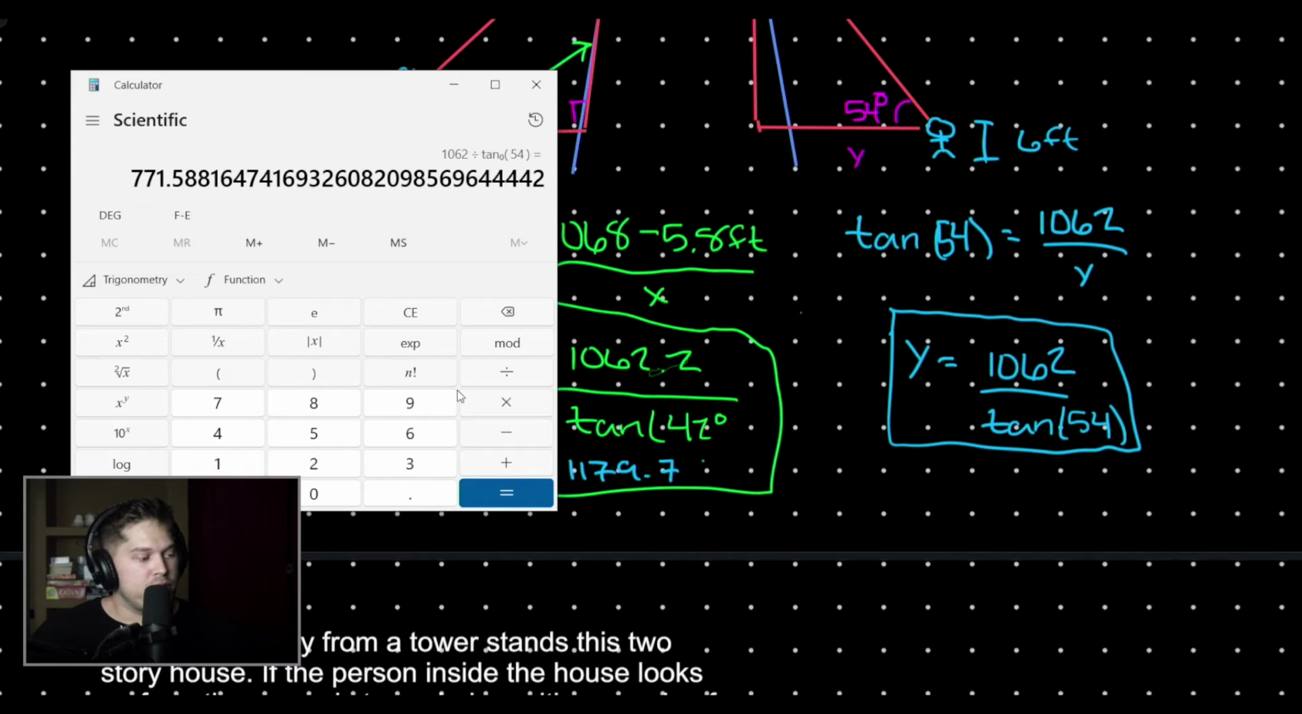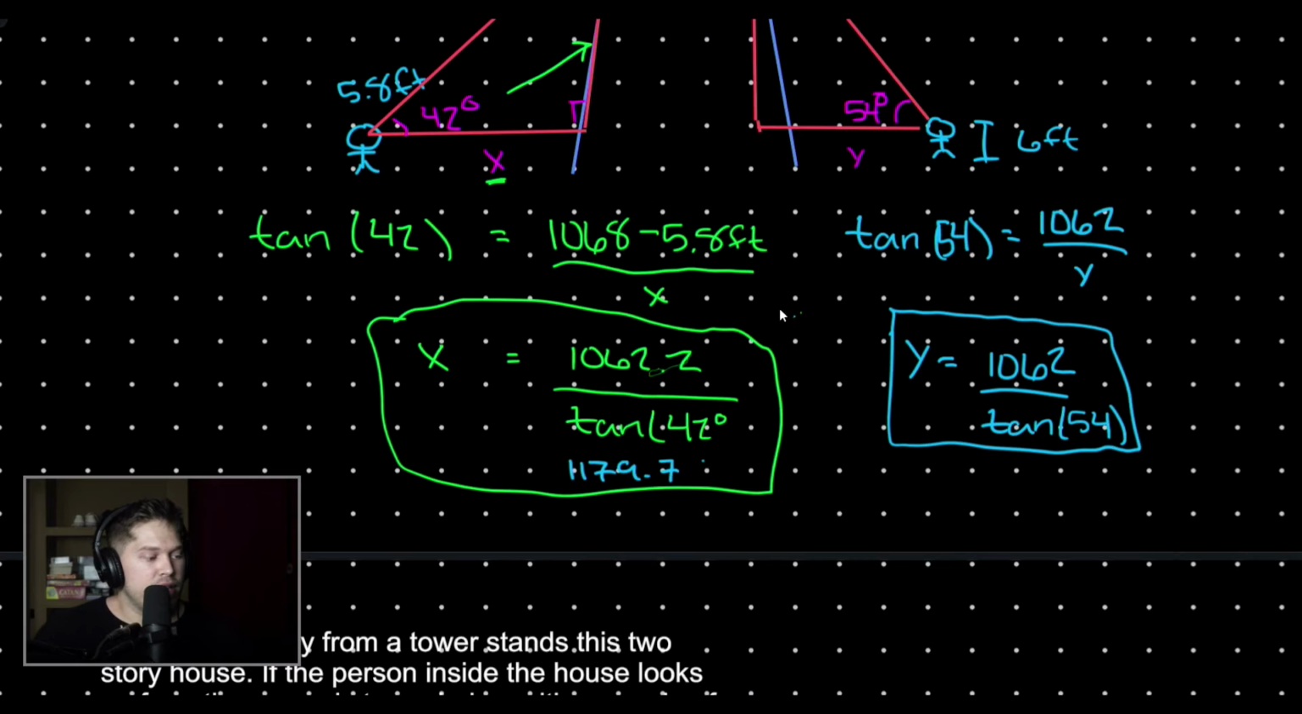Which is 771. Now we're going to add Griffin's distance, which was 1179.7, to see that the boys are a total of 1951.3 feet away from each other.